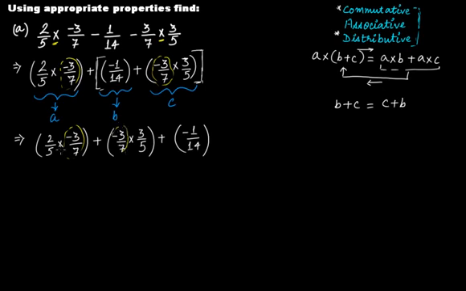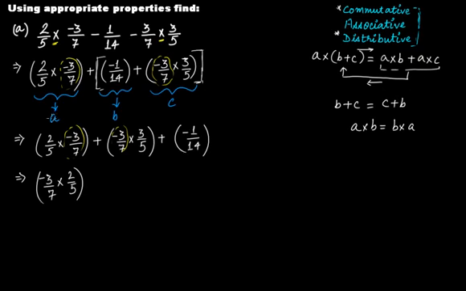Here we have minus 3 over 7 and here we have minus 3 over 7, right? We can write this one as minus 3 over 7 times 2 over 5. How? Using the commutative property of multiplication of rational numbers. Here it is a times b. Imagine that this is a times b. So a times b can be written as b times a according to the commutative property of multiplication of rational numbers.